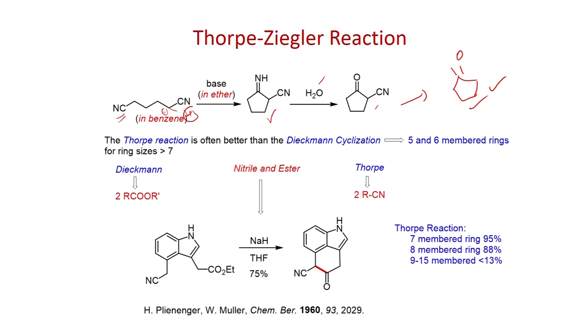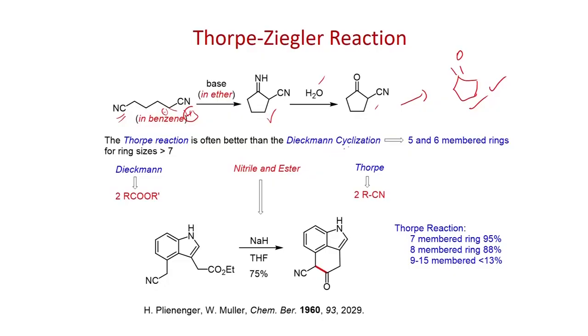So the intramolecular cyclization of diester is also known as Dieckmann cyclization, and instead of ester, if you use nitrile group, that is the Thorpe reaction, and both work very well if you want to make 5-membered and 6-membered rings.